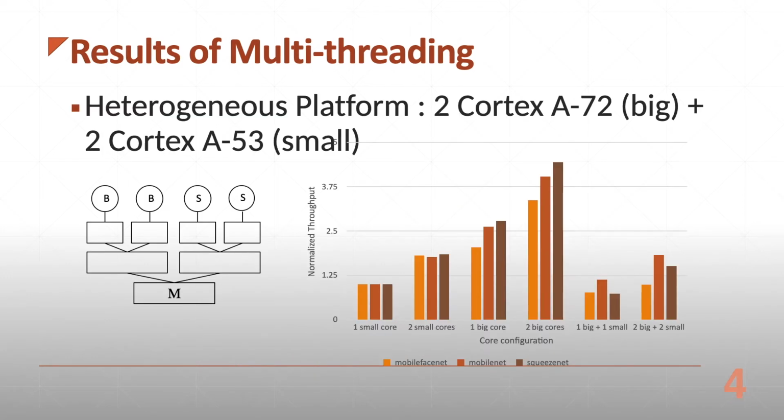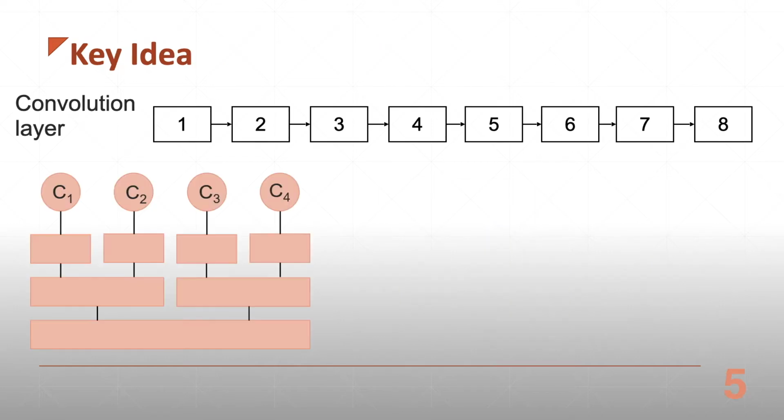Here are our actual test results on a heterogeneous platform with 2 big cores and 2 small cores. We test on the CNN models. The results show that the multi-thread execution on all 4 cores is in fact slower than on just 1 big core. Therefore, the key idea of our approach is to minimize data transfer delay by limiting the need to go through long delay paths, particularly those data transfers through slow main memory.